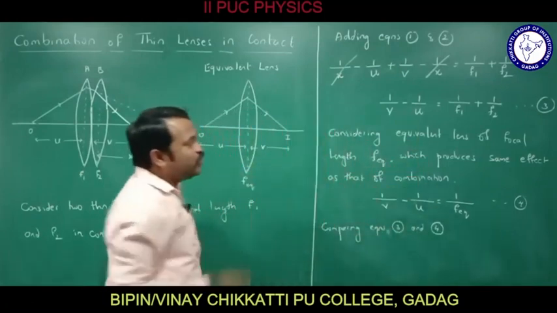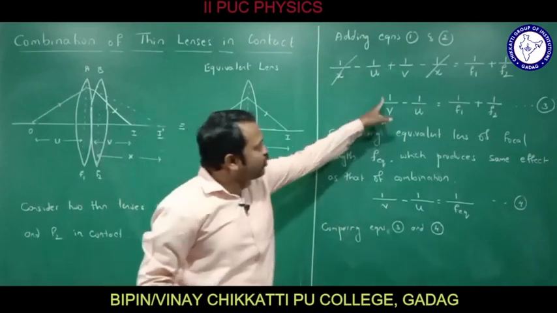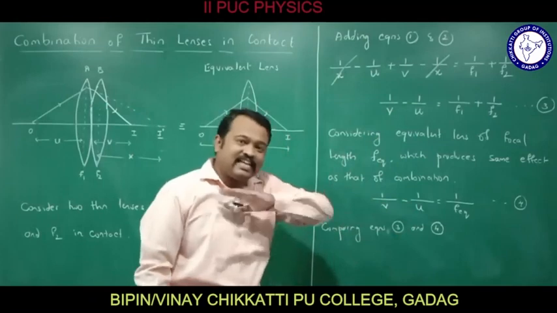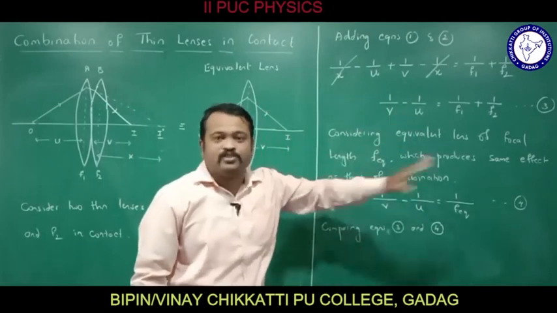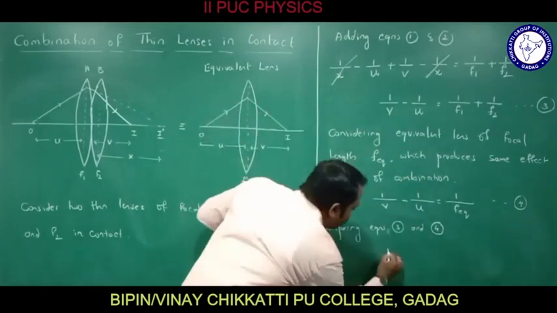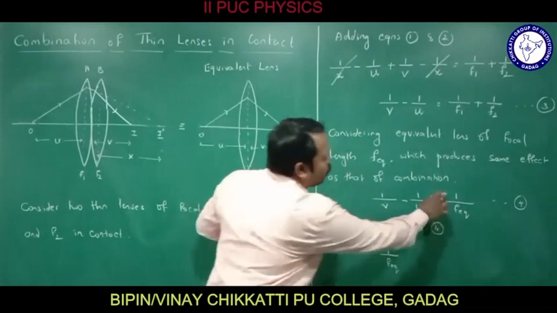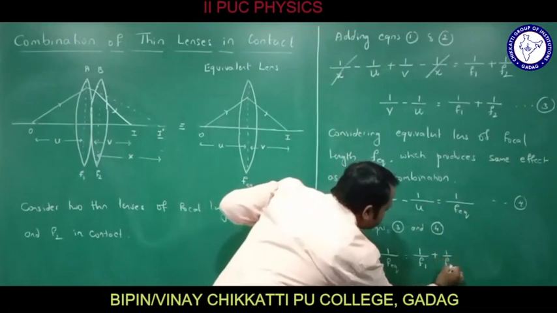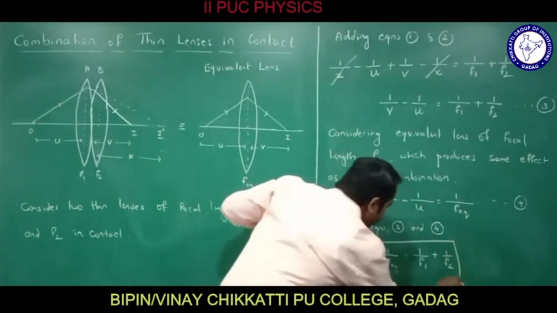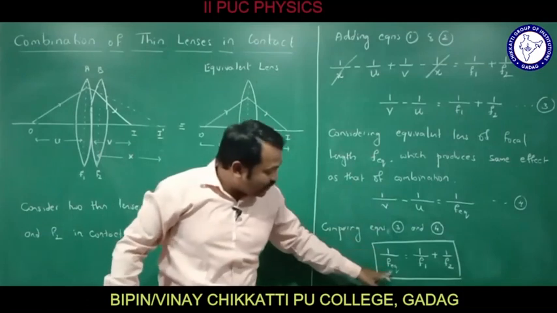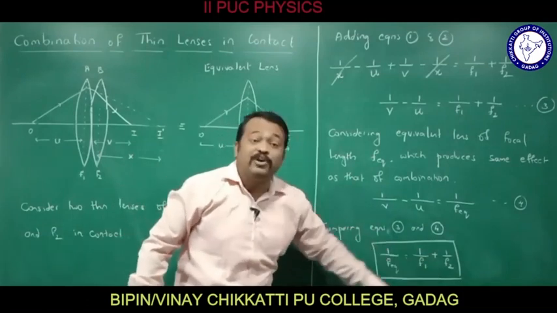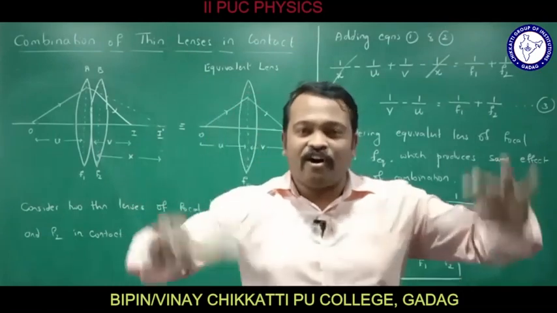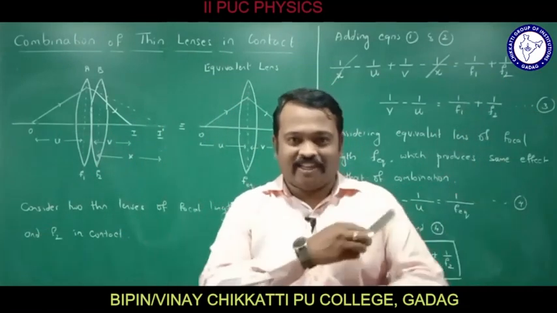Okay, let us compare these two equations 3 and 4. Here also 1 by V minus 1 by U, and here also 1 by V minus 1 by U. Left hand sides are equal, so right hand sides will be equal. So what do I get? 1 divided by F equivalent will be equal to 1 divided by F1 plus 1 divided by F2, and this is the expression for equivalent focal length of the two lenses in contact.